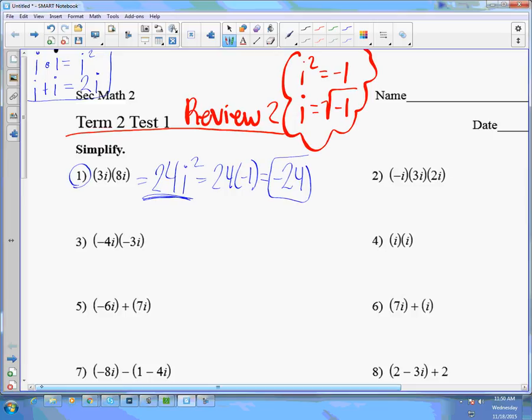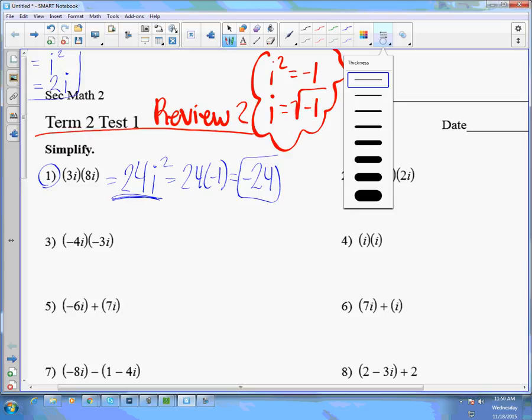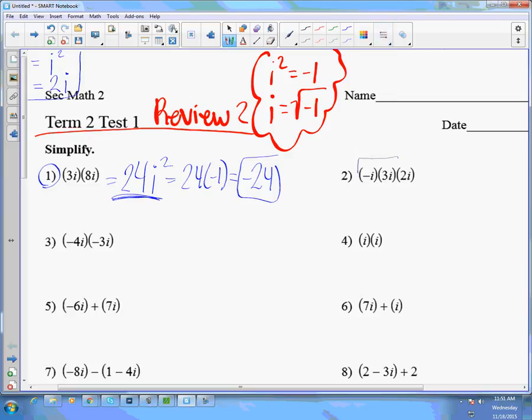Okay, let's look at number 2. There are 3 things here being multiplied. Let's take 2 of them at a time. The first 2. Meaning, what is -i times 3i? Good. -3i squared. And then this 2i, we're going to use it at the very end. It's just going to tag along. Just take 2 of them at a time, in any order. Just going to start with the first 2.